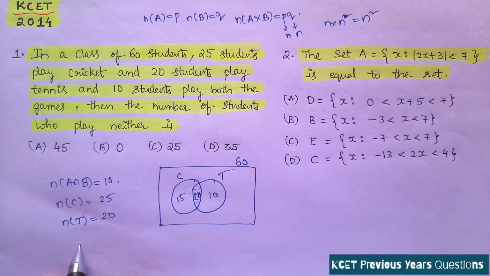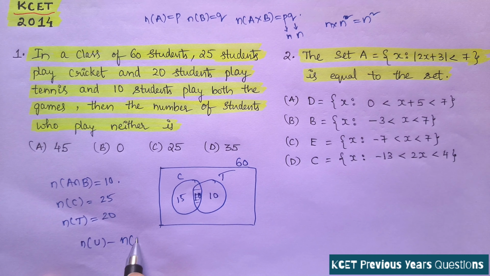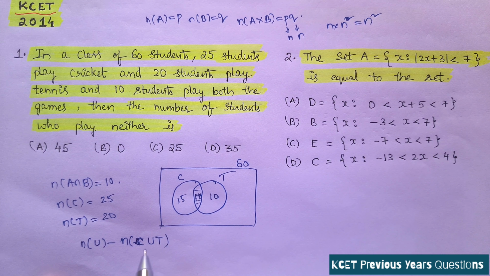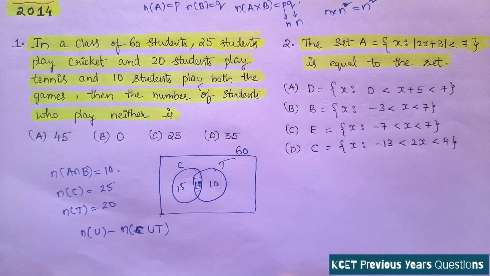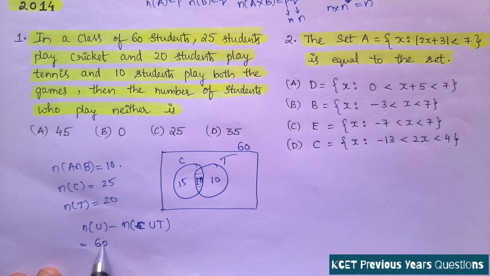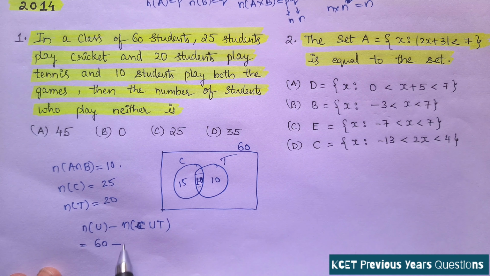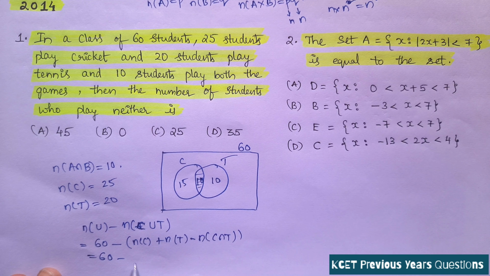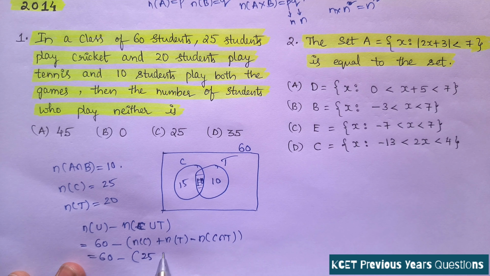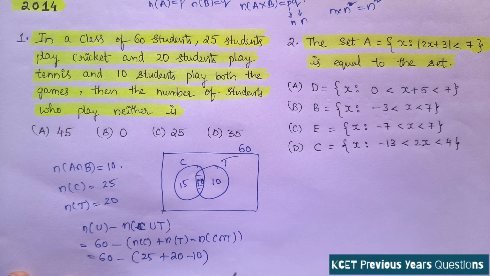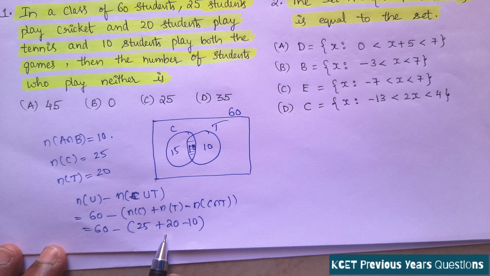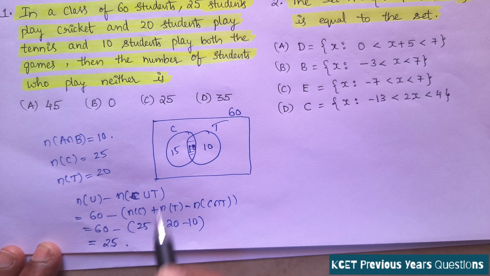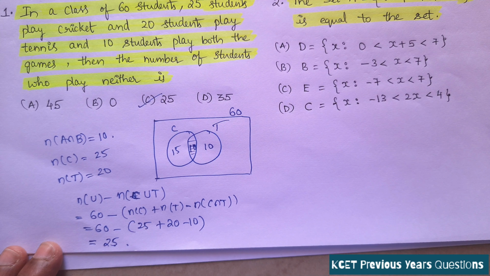So from this total data, if we delete n of C union T, nothing but cricket union tennis, we will get those who play neither. So n of U is given as 60, minus n of C union T. The formula is n of C plus n of T minus n of C intersection T. So 60 minus, n of C is given, that is 25 plus 20 minus 10. 25 plus 20 is 45. 45 minus 10 is 35. 60 minus 35 is 25. So this is our answer, 25.